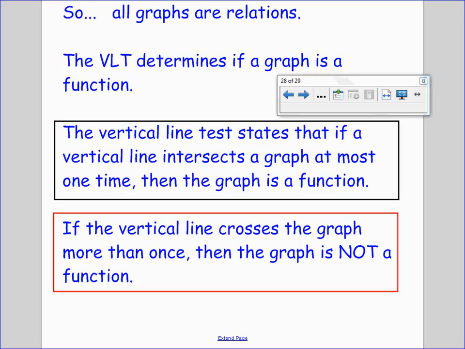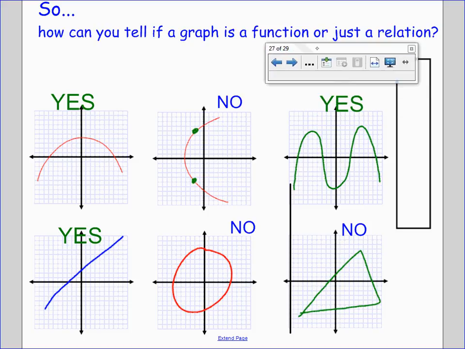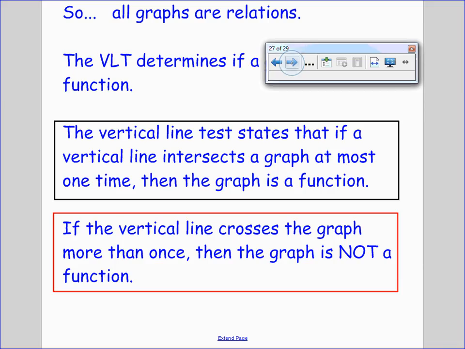So our yes is there where yes, the relation is a function. Our no is there where no, the relation is not a function. Those were our yeses. Make sure you have those right. Yes, no, yes, no, no.